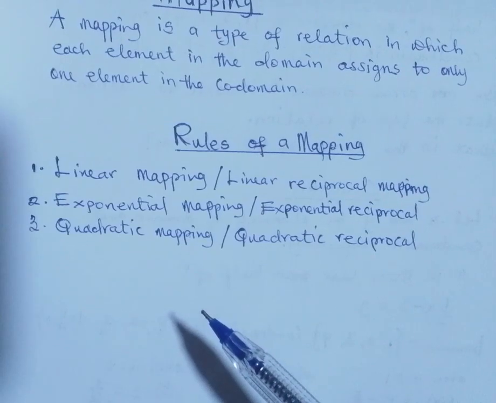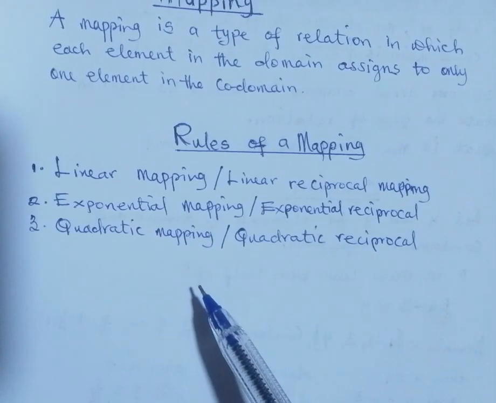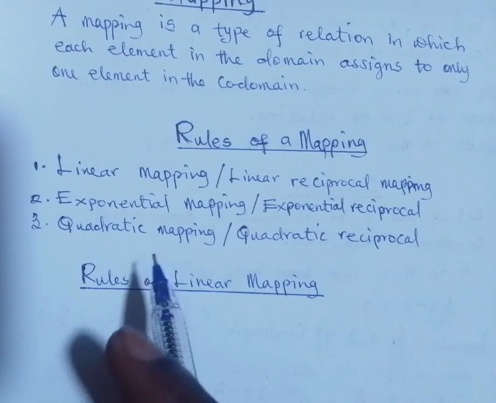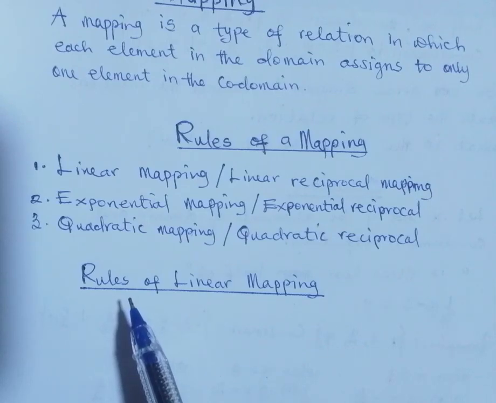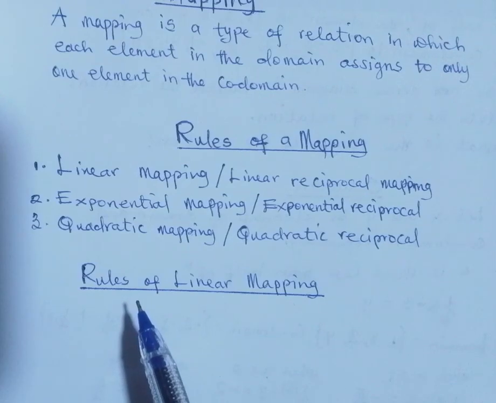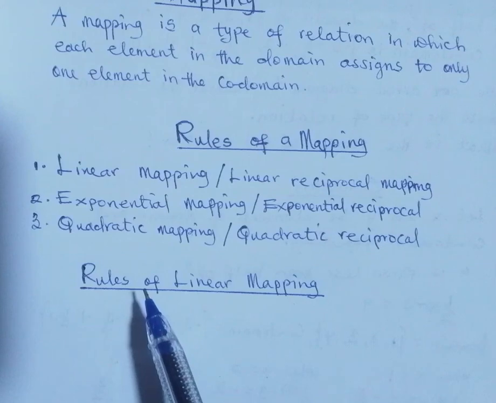So let's look at linear mapping. What is linear mapping? Okay, so when we say linear mapping, we are saying that this is a mapping where the elements of the domain have what? A common difference, as well as the elements of the codomain having what? A common difference. So when you take the elements, the independent variable, that is the domain, you realize that there will be a common difference among those elements. The same way, when you take the codomain, there will be a common difference among those elements.